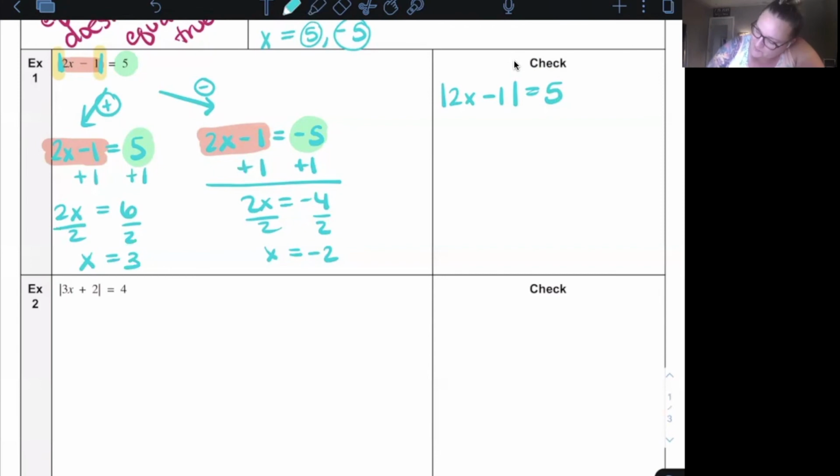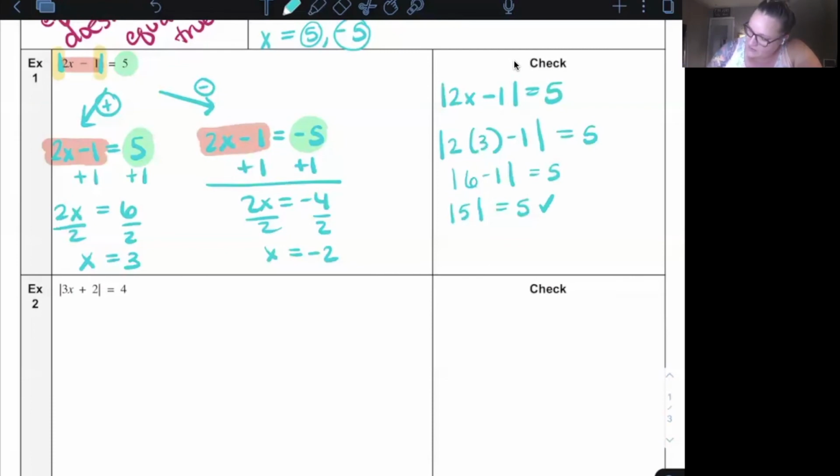So we're going to do the absolute value of 2 times 3 minus 1 equals 5. So 2 times 3 is 6. 6 minus 1 is 5. Is the absolute value of 5 equal to 5? Yep, that worked.